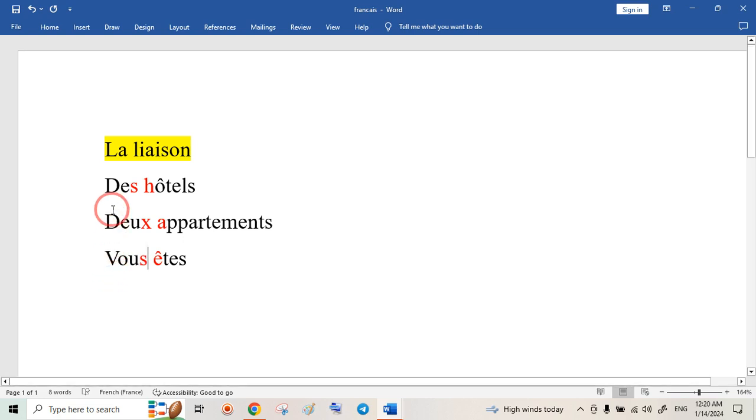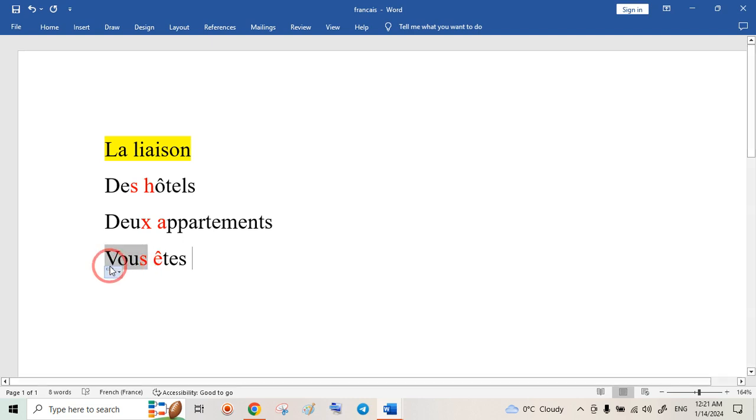But guys, liaison in these two examples, des hôtels and deux appartements, is not obligatory. You can say them separately and both are correct. But it is mostly heard with the liaison, because French native speakers prefer to do it. But liaison in vous êtes is necessary here. It is obligatory, compulsory completely.